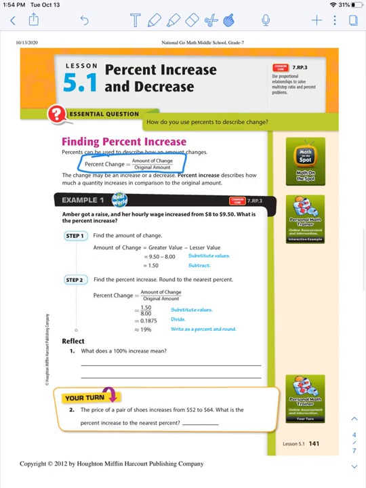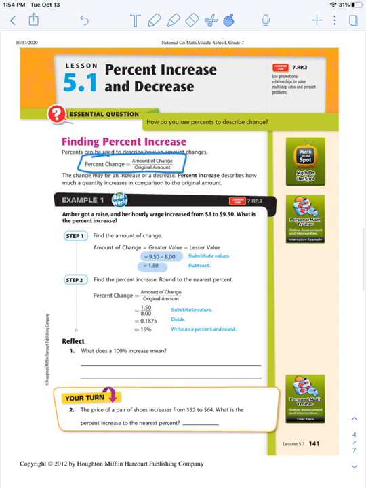All right, so example 1. Amber got a raise and her hourly wage increased from $8 to $9.50. What is the percent increase? Well, we're going to look back to that definition. We're going to look at the amount of change divided by the original amount. The original amount was 8. To find the amount of change, we need to take what she's earning now and subtract from what she started with. So 9.5 minus 8 is going to be 1.5. The amount of change was 1.5.